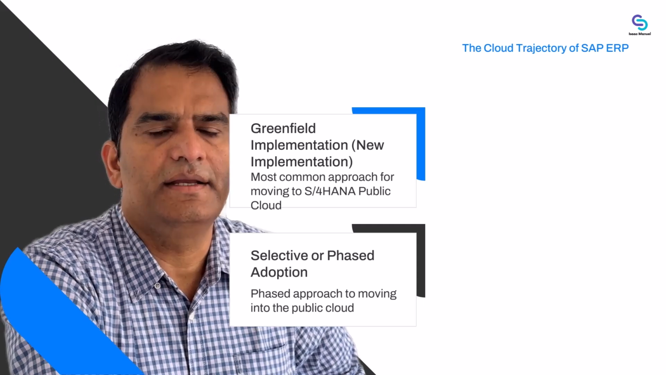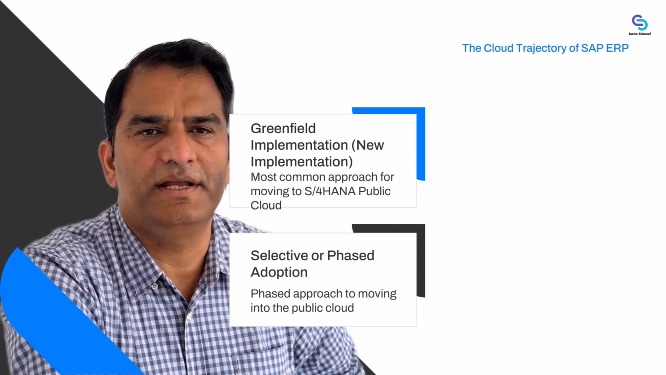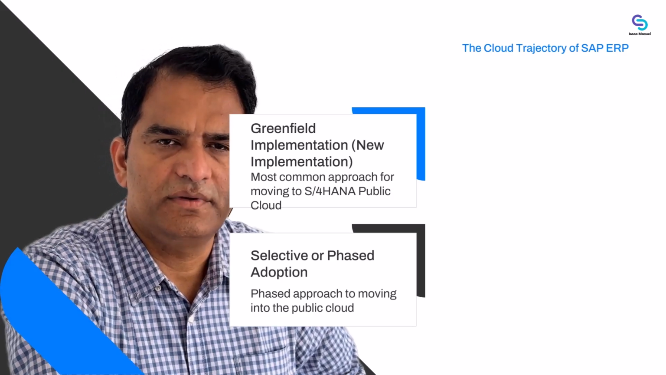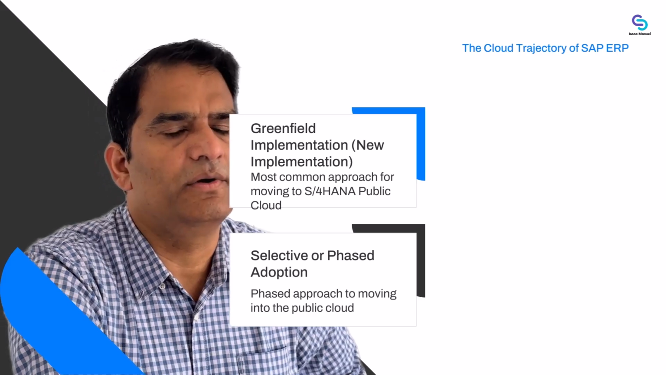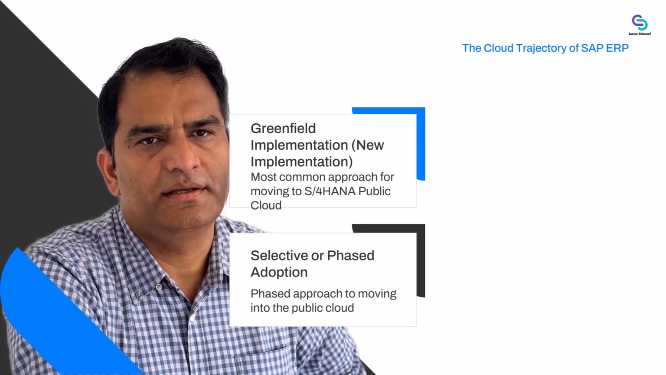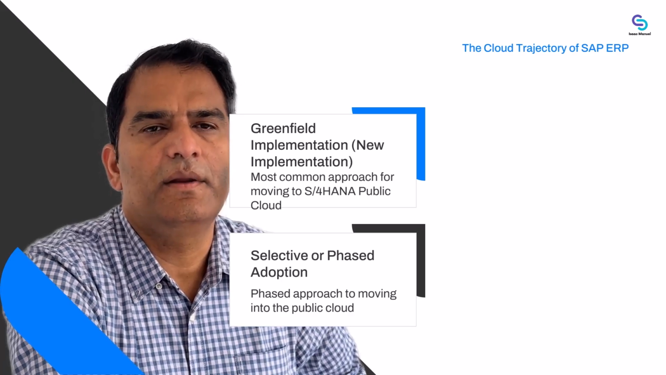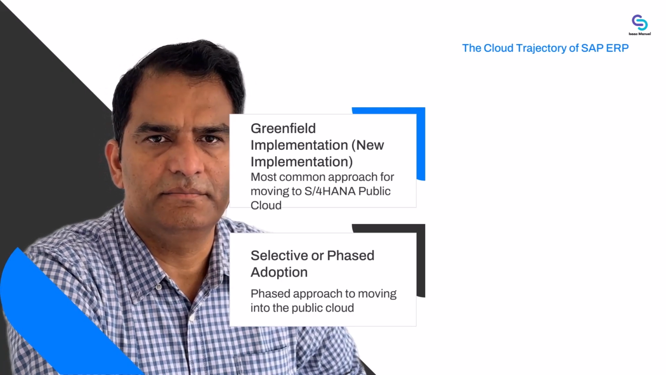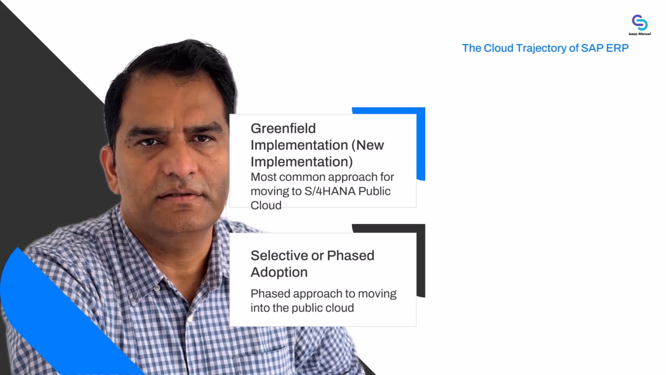Next, let's look at selective or phased adoption. Some organizations may choose a phased approach to moving into the public cloud. For example, they might initially implement S/4HANA public cloud for certain business units, regions, or functions, while others remain on the legacy system in the interim. This can reduce risk by not big banging everything at once.